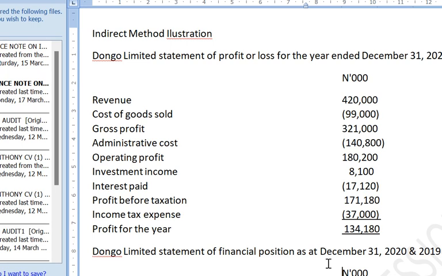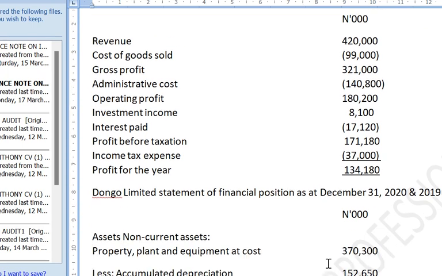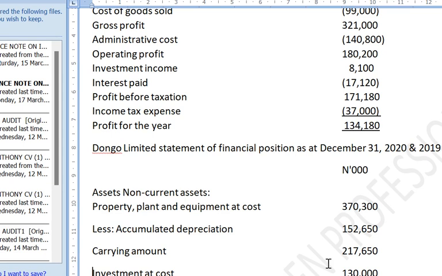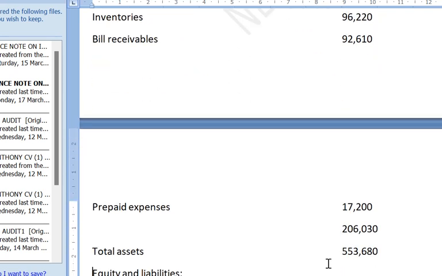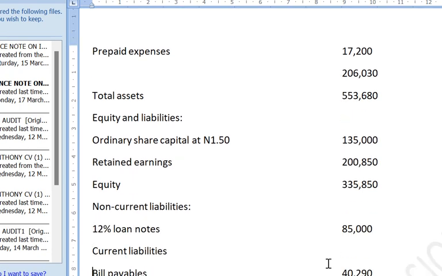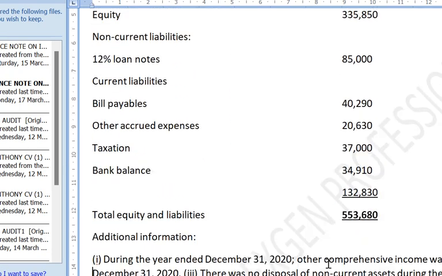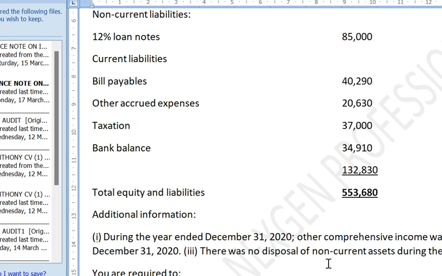Then you have profit for the year, 134,180. And then the statement of financial position is as follows. You have the assets, you have the current asset, you have the equity and liability, and then you have total to be 553,680 for 2020 and 425,190 for 2019.